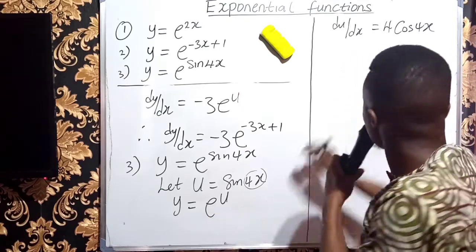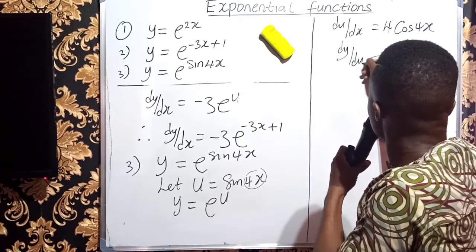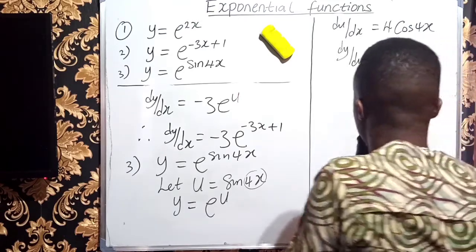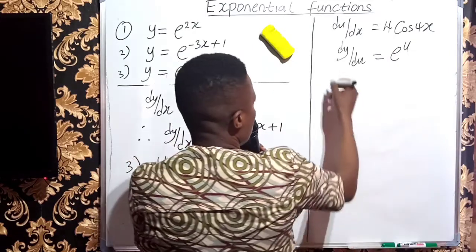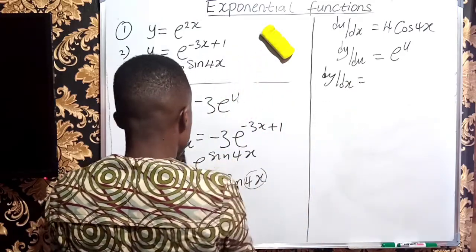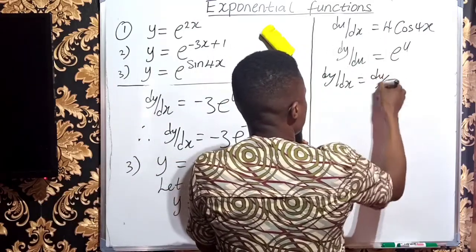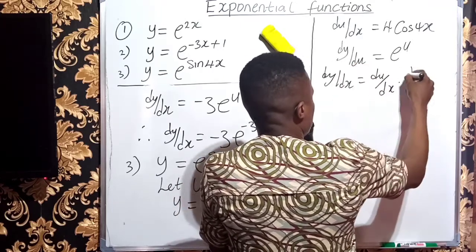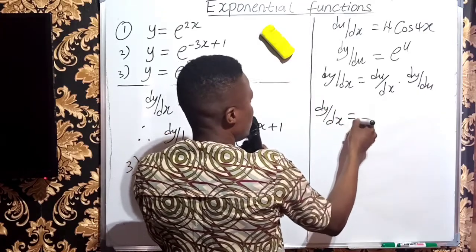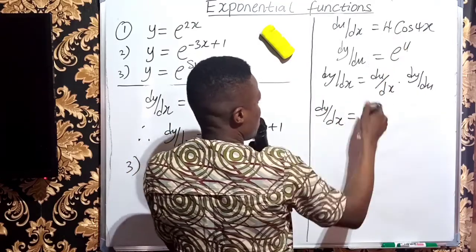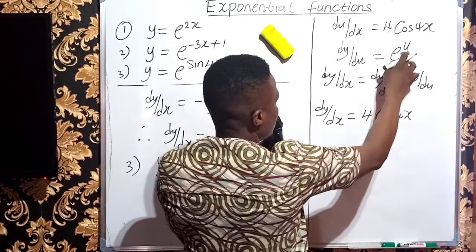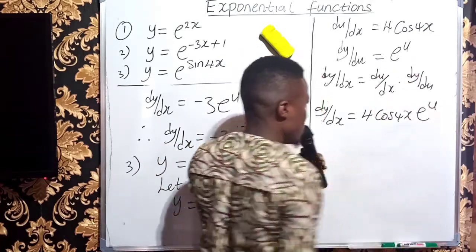Then you still get dy du. Dy du will give me the same thing. When I differentiate e power of u, I will still get e power of u. Then we'll apply chain rule. Dy dx is just du dx multiplying dy du. So dy over dx will give me du dx, which is 4 cos 4x, multiplying dy du. Dy du is e to the power of u.